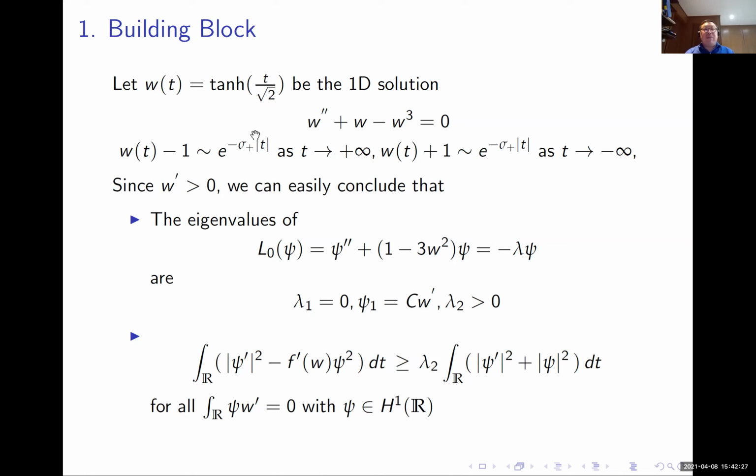So let me start with the 1D problem, the building block. Let me just explain the building block. Even though it's 1D, it's very simple. You should know everything about this.